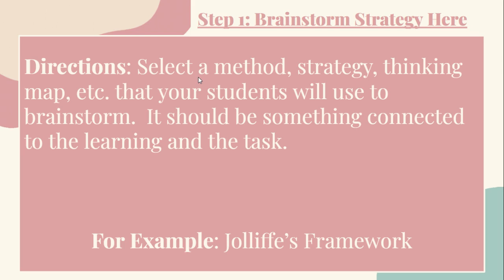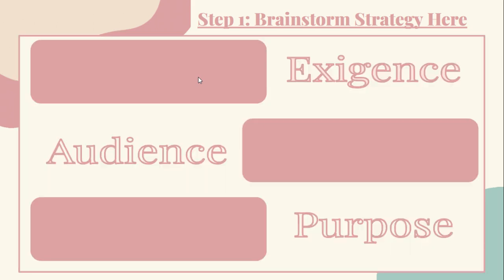So for us, we teach the Joe List framework when it comes to argument writing. And so my brainstorm is going to mirror what we've already been unpacking when we're reading the argument. It just makes the most sense. And so the brainstorm I want my students to do is to brainstorm exigence, audience, and purpose. And literally, all they have to do is click in the box and type in what is that exigent circumstance that will be surrounding your argument, who is your audience, and what is your ultimate purpose.